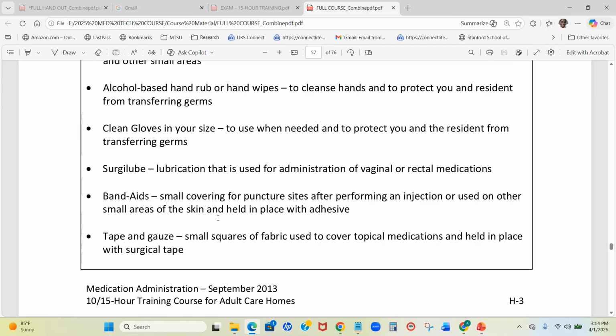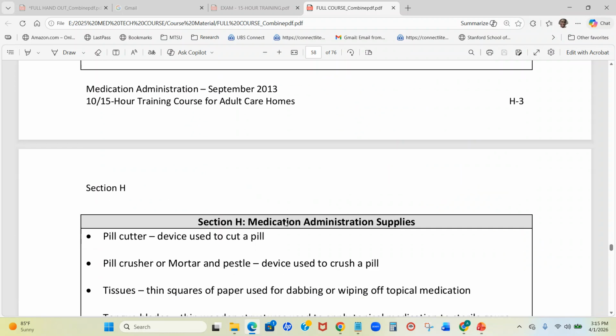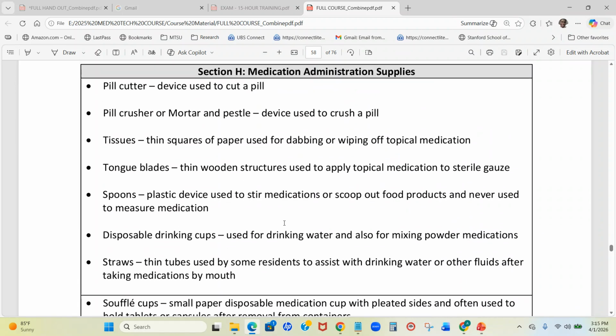Lubrication that is used for vaginal use, all those lube tubes and everything, you want to make sure they are all in the cart and all cleaned up. Your tape, your gauze, all those first aid supplies that you may need as you are passing the medicine, in case there is something that you need to clean immediately. All right. So your pill cutter and your pill crusher, all those have to be there on the med cart.